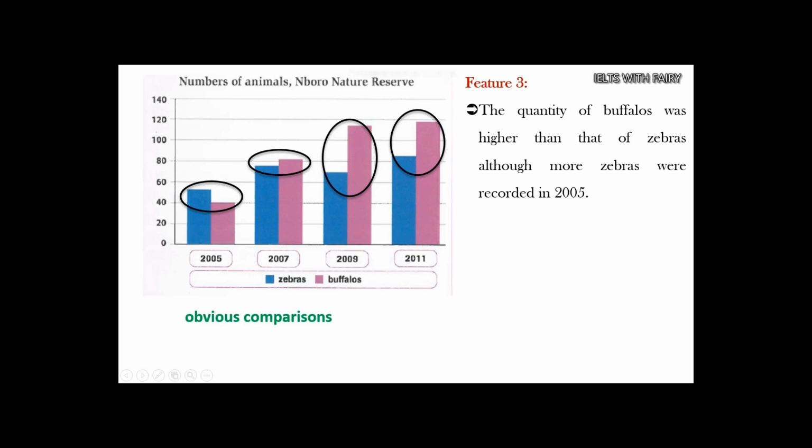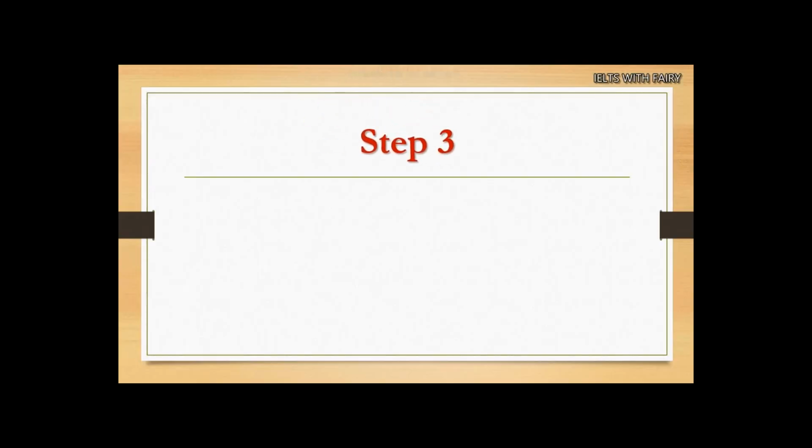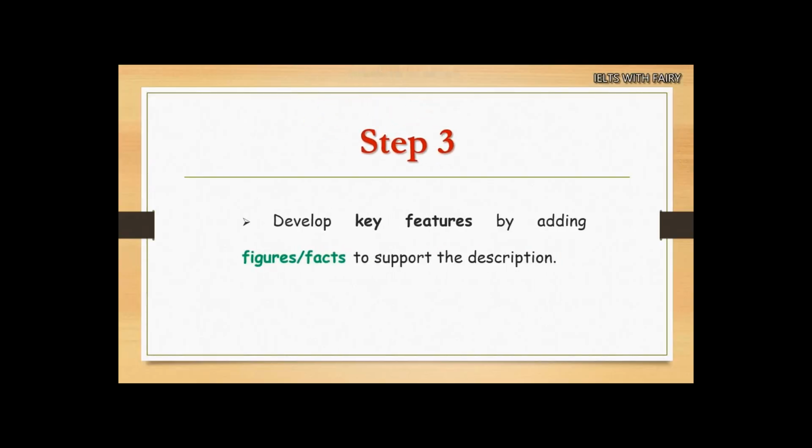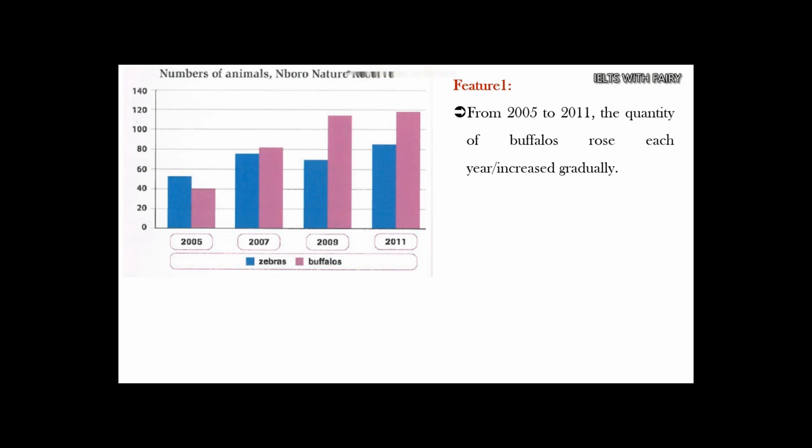Okay, so we have 2 steps. First step is look for key features. The second step here is we look for any obvious comparisons. Okay, and step number 3, when we have the features already, when we have comparisons already, so what should we do next? We develop key features by adding figures or facts to support the description. Okay, let's see how I do that. I have the first feature here: the quantity of buffaloes rose each year, or increased gradually.